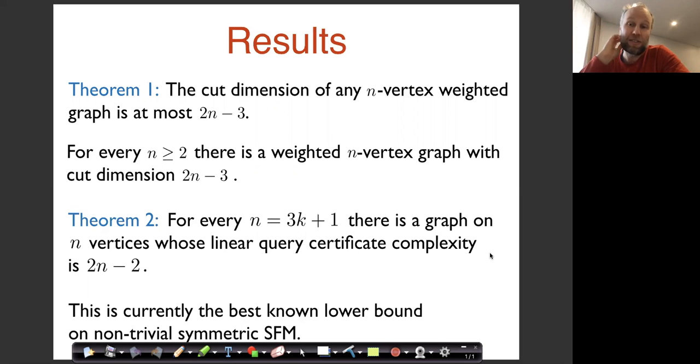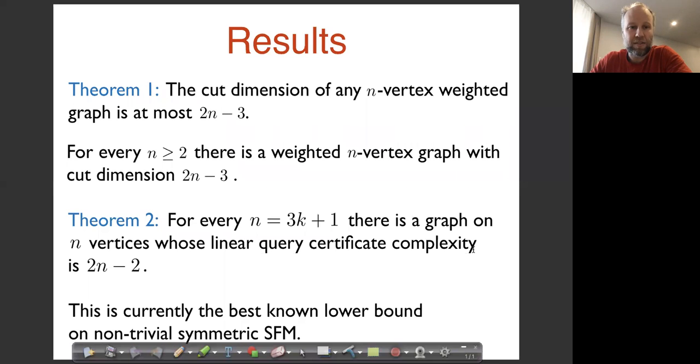Okay, so this is just kind of a proof of concept at the moment. It just shows that certificate complexity itself is not limited by the same upper bound of 2n minus 3. Okay, and this bound of 2n minus 2 is currently the best known lower bound for this more general problem of non-trivial minimization of a symmetric submodular function with evaluation queries.